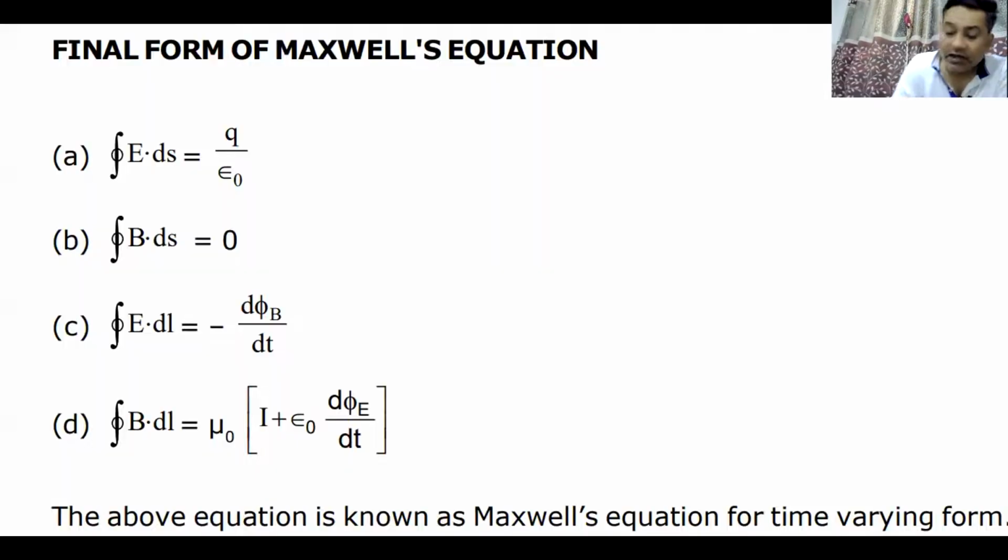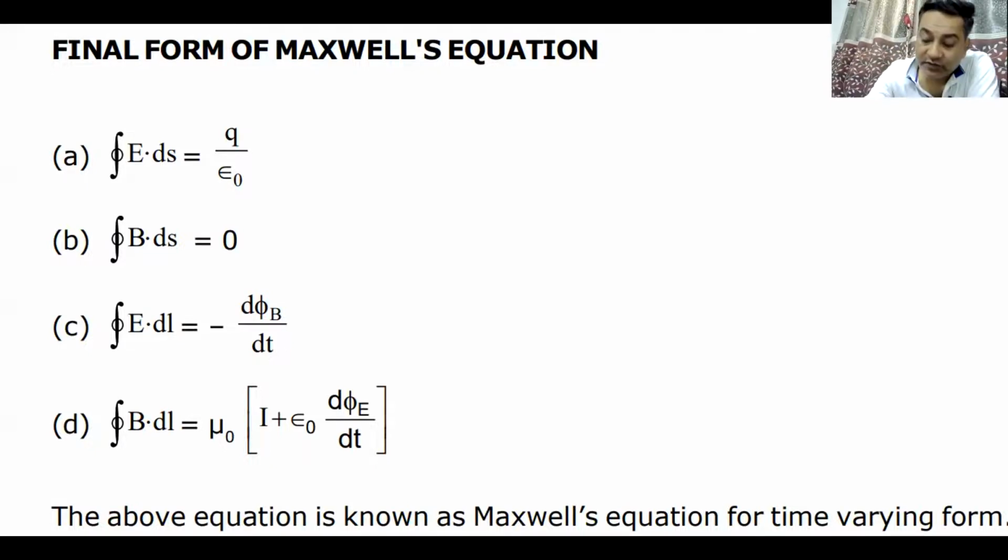We have seen the original four equations. We have also seen that those original four equations are only valid if the electric and magnetic fields are not time varying. We have seen what happens when the electric field is time varying, it produces a magnetic field. We have seen what happens when the magnetic field is time varying, it produces an electric field. How can I combine all the equations and make them valid for time varying fields as well? That was done by Maxwell, and it is now known as Maxwell's equations, which are valid for time varying fields as well.